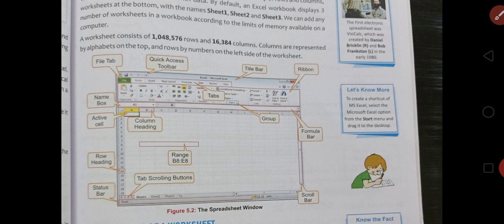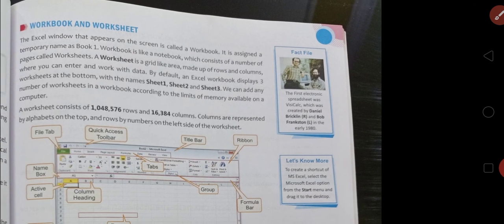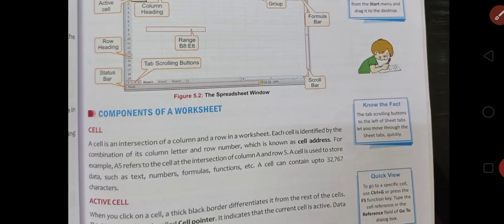Then we have the row heading. Now children, row headings are in number form. So we have row numbers from 1 to 10 lakhs 48,576. And then children, we have the active cell. An active cell is that cell, children, which is highlighted. And then we have the name box. The highlighted cell's address will be shown in the name box. So children, this is the structure of our worksheet, and you can just go through it.